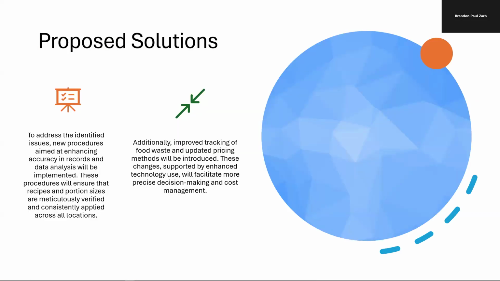Proposed solutions to address the identified issues. New procedures aimed at enhancing accuracy in records and data analysis will be implemented. These procedures will ensure that recipes and portion sizes are meticulously verified and consistently applied across all locations. Additionally, improved tracking of food waste and updated pricing methods will be introduced. These changes, supported by enhanced technology use, will facilitate more precise decision-making and cost management.